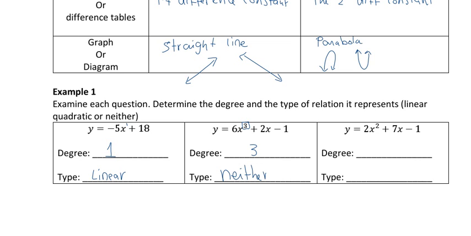Okay? How about this one? What's the highest degree? 2. The highest degree is 2. So that means this is a quadratic. Okay? This should be easy marks on the test and the quiz. Easy marks. Looking at the equation, telling me if it's degree 1, degree 2, or neither. And then if it's quadratic or linear.